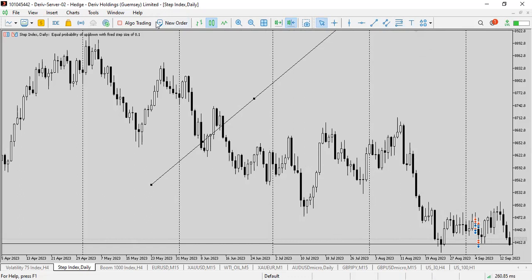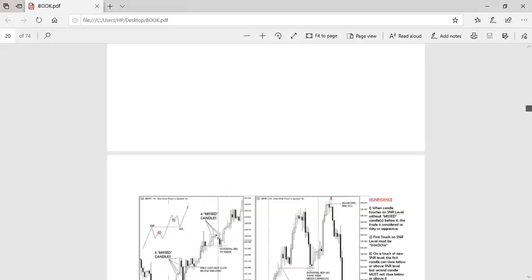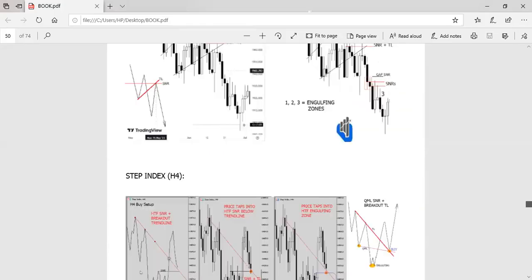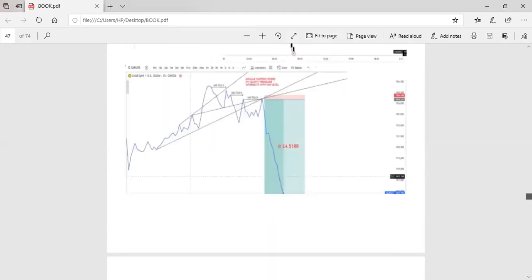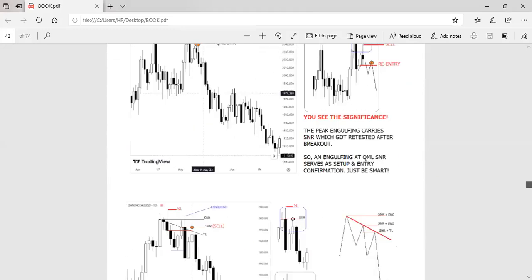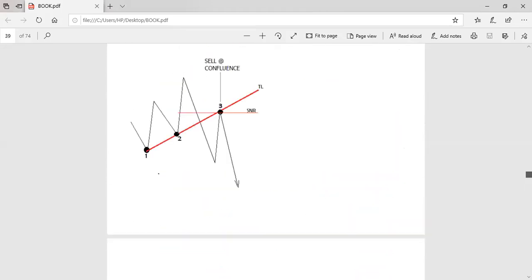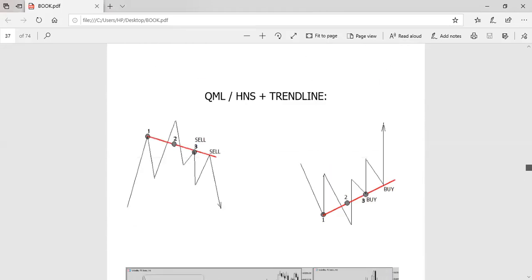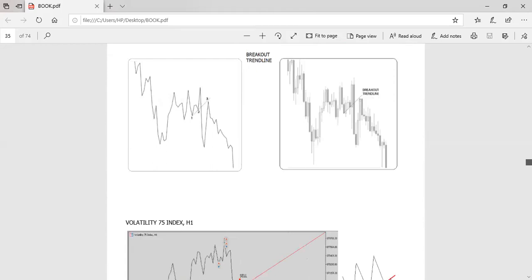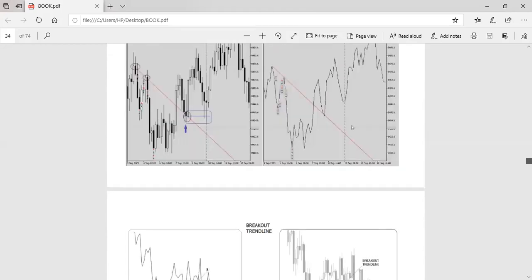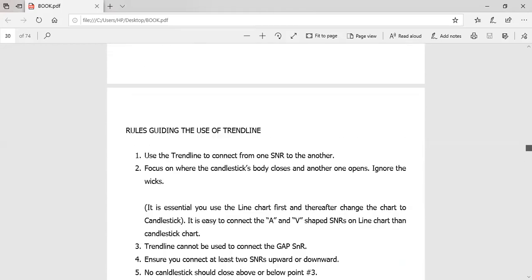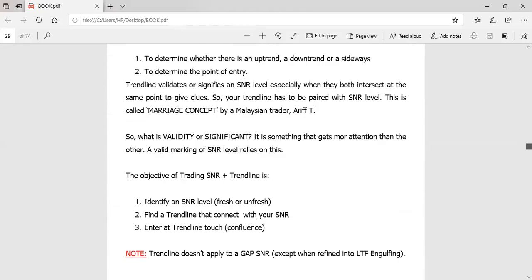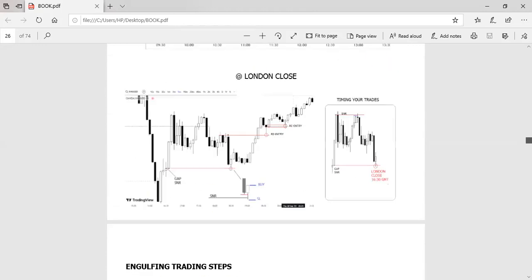Then we go straight back into our manual. So we look at the uses of trend line. What are the uses of trend line?